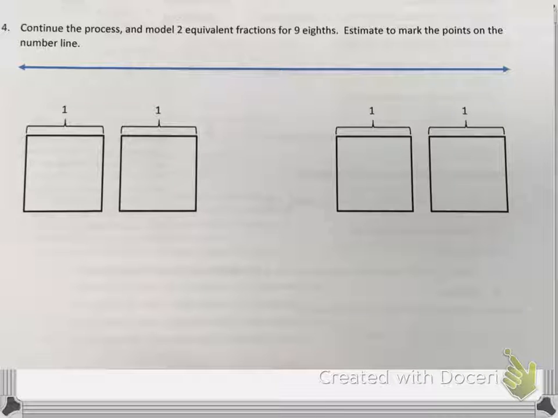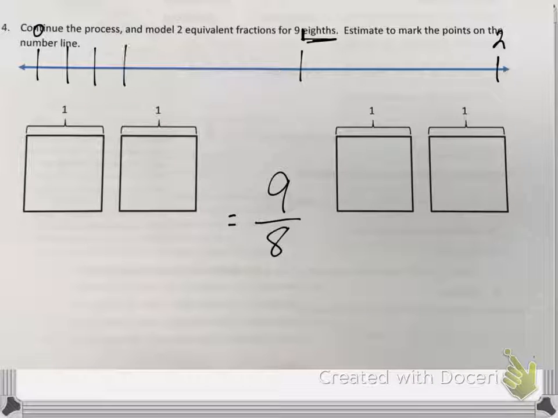So 9/8. Students might be able to do this, but they might not. So if we have 9/8, that means that we have more. Well, we all know that that's bigger than 1 because 8/8 equals 1. So let's go ahead and put our numbers on the number line. So we have 0, 1, and 2. Well, we're looking at 8ths, so let's go ahead and mark these in 8ths.